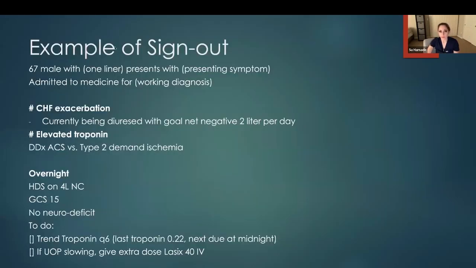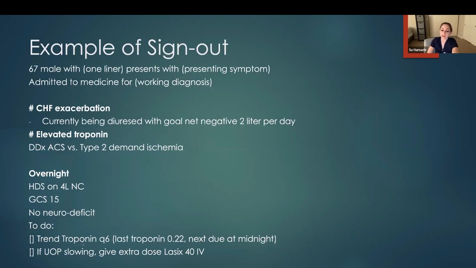So this is an example just to show you how you would type it into that box that we saw. Remember, we opened it up, we clicked on each patient, then we clicked sign off, and then we clicked comment. So this is what you would write in the box. So 67-year-old male, your one-liner, presents with whatever he presented with, admitted to medicine for whatever we admitted him for. CHF, currently being diuresed, net negative 2 liters, elevated troponin, we're ruling out ACS. It could also be type 2 demand. Overnight, he's hemodynamically stable. He's on 4 liters. GCS 15, there are no neuro deficits.